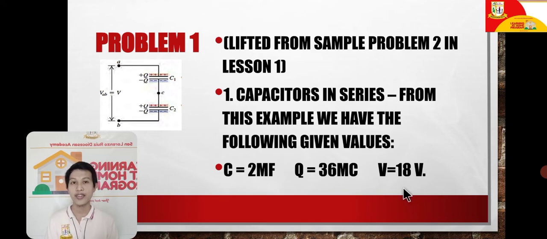Okay, so let's use problem number 2 in our lesson 1 to serve as problem number 1 for this lesson. Gamitin natin yung sinolve natin dun sa problem number 2 of our lesson number 1. So again, yung capacitors in series muna yung gamitin natin. So from this example, we have these three values. We have the capacitance of 2 microfarads, yung nakuha natin doon. Ang charge natin doon ay 36 microfarads. And ang voltage natin ay 18 volts. So since yung tatlo na to ay given, pwede natin gamitin kahit alin doon sa tatlong formula.